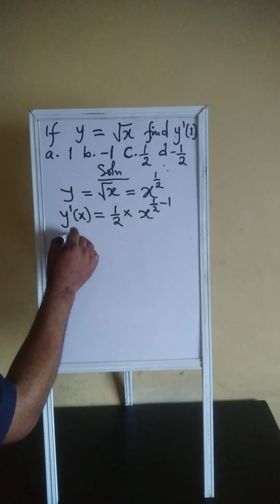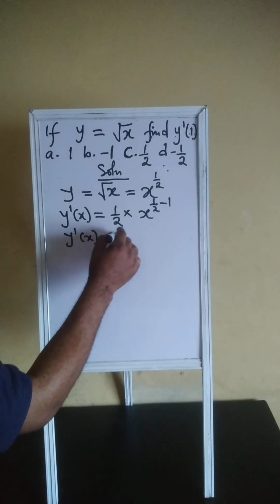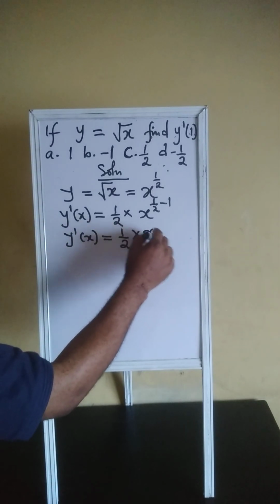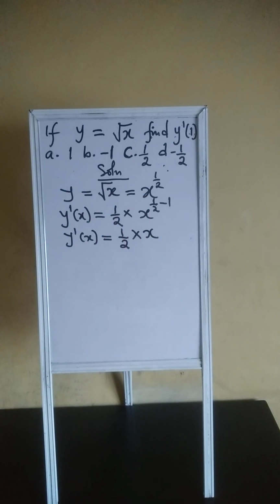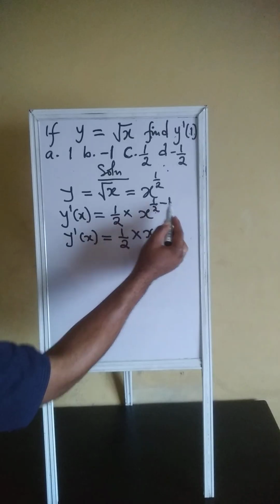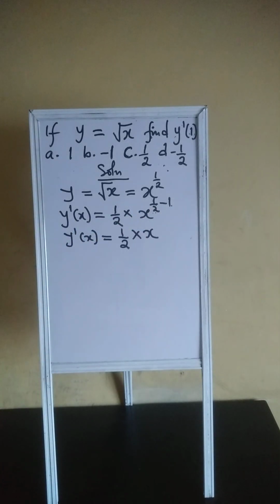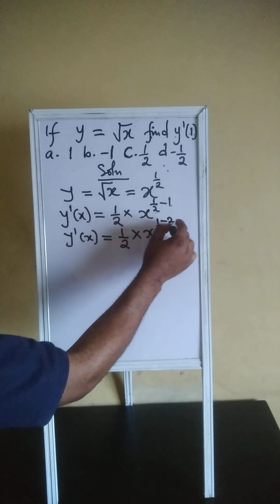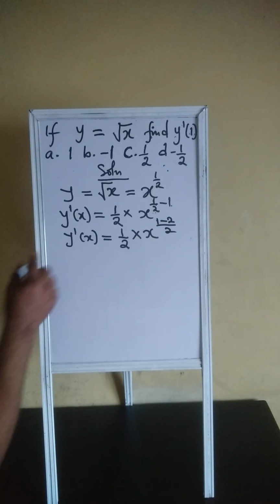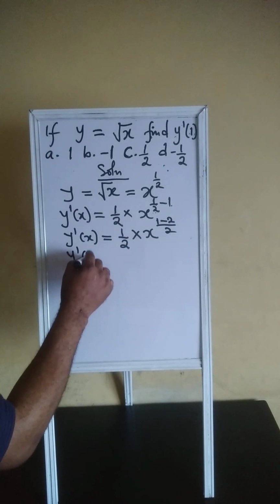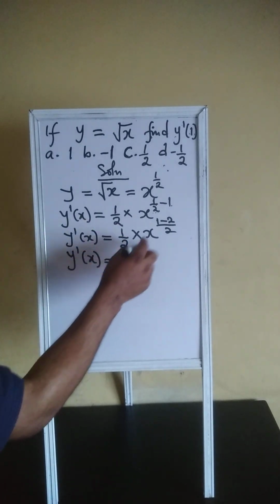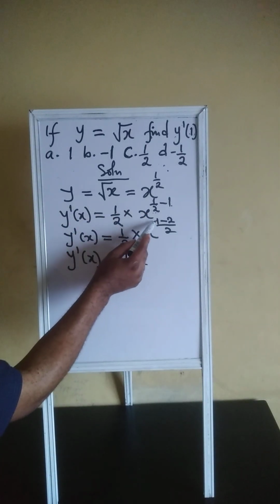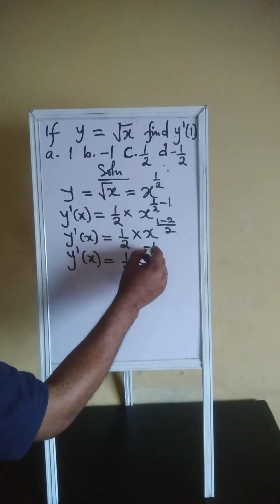Now if you continue, you have y prime of x is now equal to 1 over 2. Are you with me? Times x. Then take the LCM of the power. But the easiest way is just use this 2 to multiply by 1. That is to say 2 times 1 will give you 2. So what remains at the power is now 1 minus 2 divided by the denominator, which is 2. Then if I continue, I have y prime of x is now equal to 1 over 2 times x. Are you with me? Now to the power, 1 minus 2 is minus 1 all over 2.